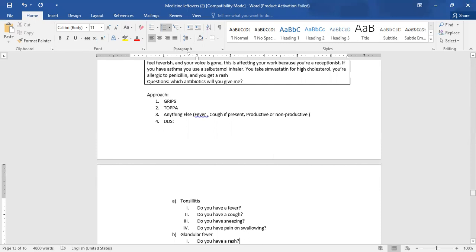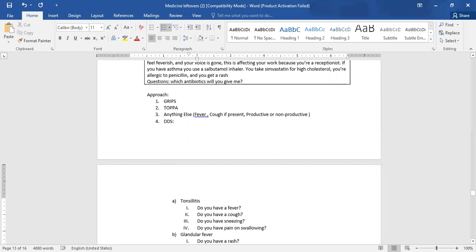Then ask for anything else, like does she have any fever, any cough? If she has a cough, is it productive or non-productive? If it is productive, how much sputum is she bringing? What is the color of it? What is the amount of it? You have to ask these questions if the cough is productive.